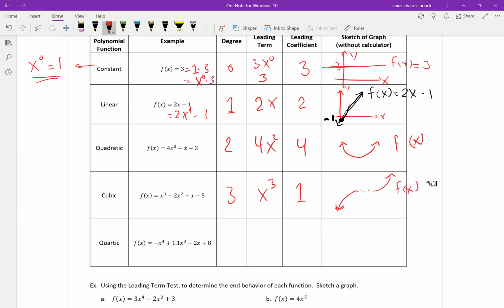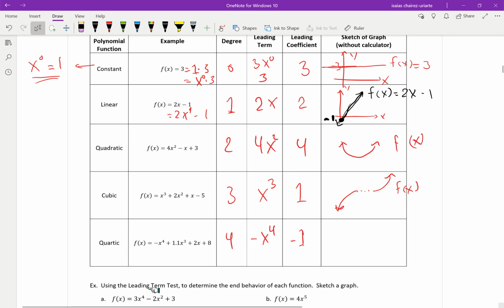Okay, the last one, I have negative x to the 4th. So this is called a quartic polynomial, degree 4. All right, so the degree here is 4. The leading term is negative x to the 4th, and the leading coefficient, the number that's in front of my x in the leading term, turns out it's -1.